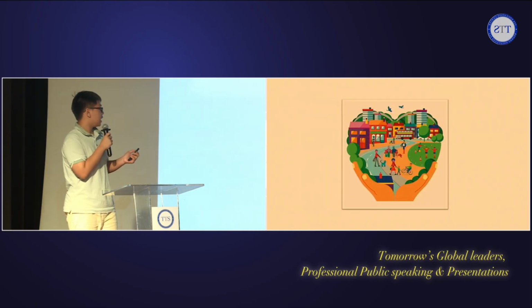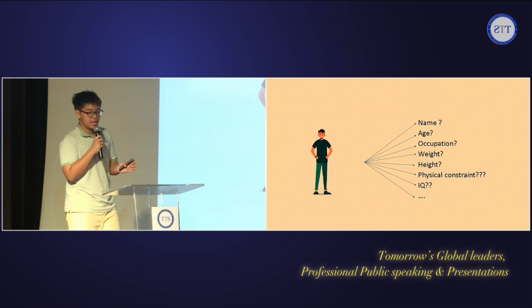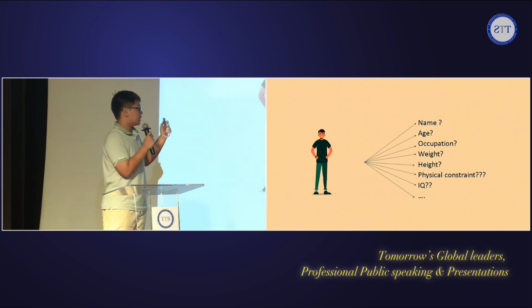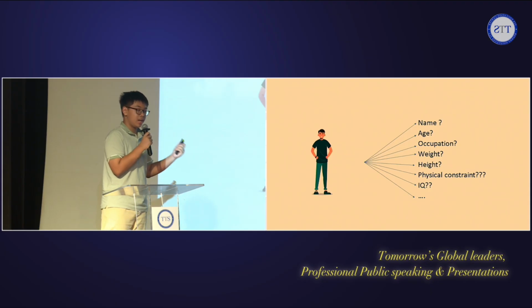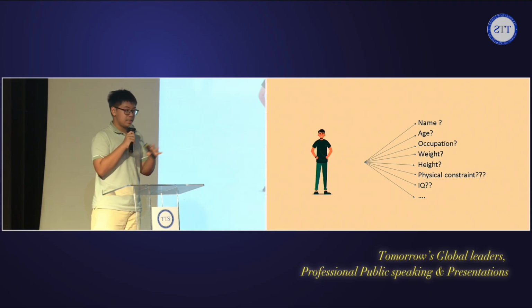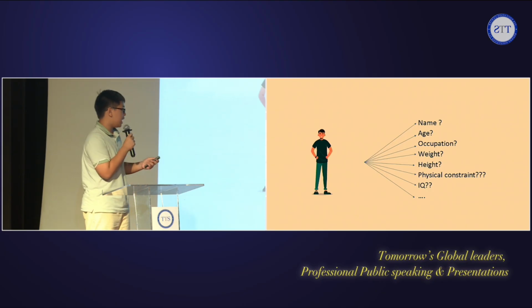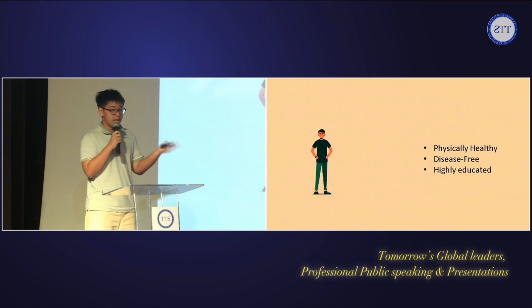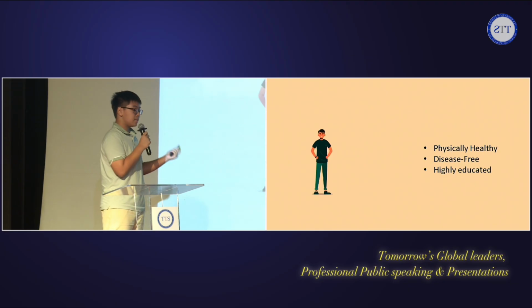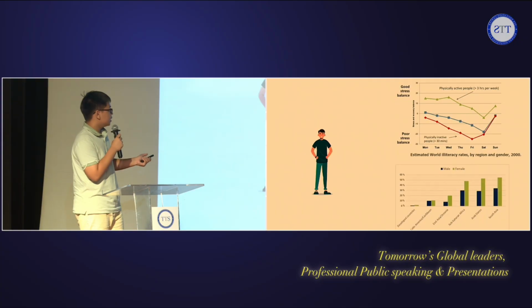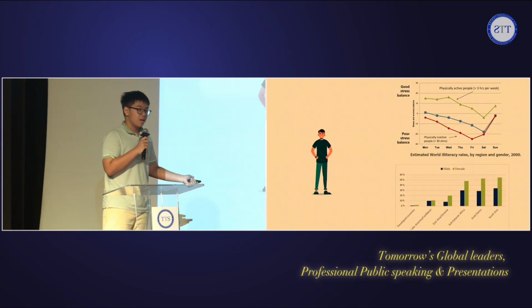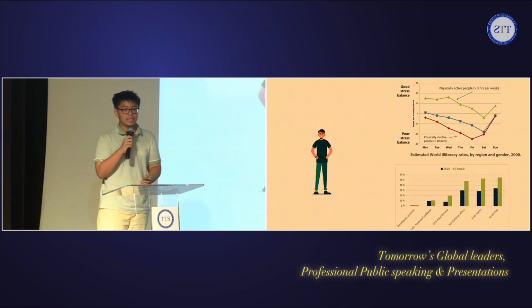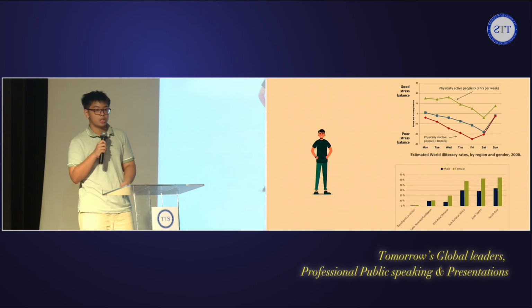So let's say I assess a group of residents and I pick out a random man. I ask him these types of questions about his name, his age, his weight, or his height. Because this is the think deep part, I know what kind of information to ask to research. And here's the answer that I get. He's physically healthy, he's disease-free, and highly educated. Now I can verify with the real data to figure out what type of person he is. But this is not the end, because we are assessing the whole community, not just a random man.